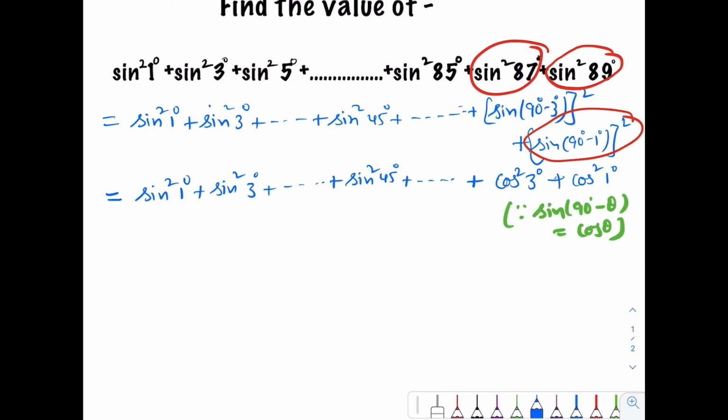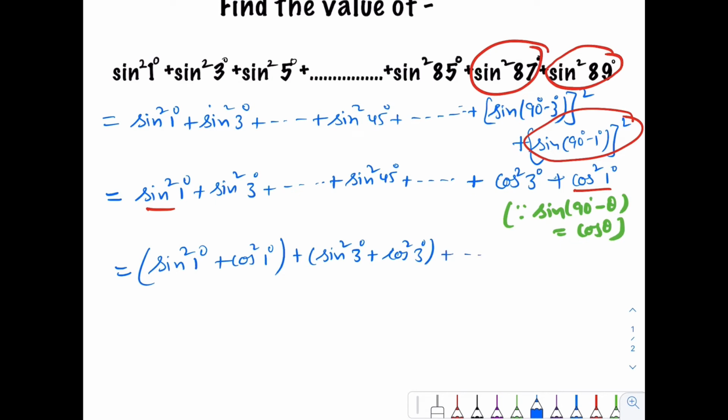Now this is equal to, first we take the first and last term. So combining, we have sine square 1 degree plus cos square 1 degree, this is in one bracket, plus the second term and second last term, we have sine square 3 degree plus cos square 3 degree, and so on, plus sine square 45 degree. And we know that sine square theta plus cos square theta equals 1.